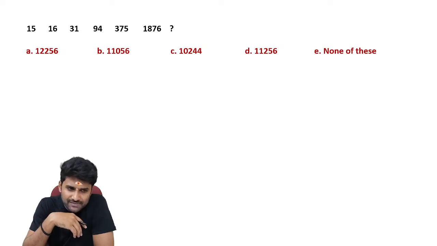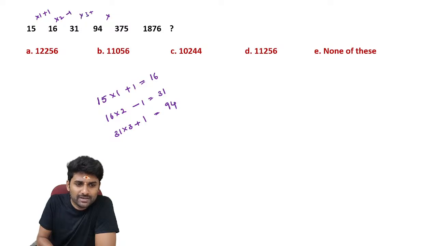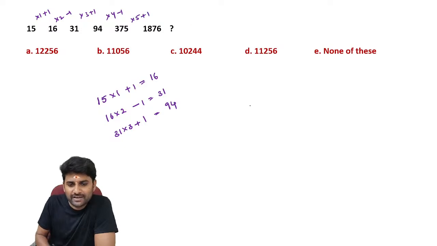So see these numbers, 15 is multiplied with a 1 plus 1 is 16. 16 into 2, 32 minus 1, 31. 31 into 3 plus 3, sorry, plus 1. 93 plus 1 is 94. So definitely next, into 1 plus 1, into 2 minus 1, into 3 plus 1, into 4 minus 1. This is into 5 plus 1. Finally see, 1876 is multiplied with a 6 and subtract 1 unit.